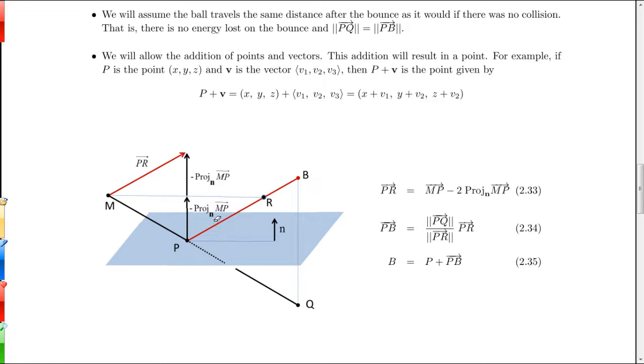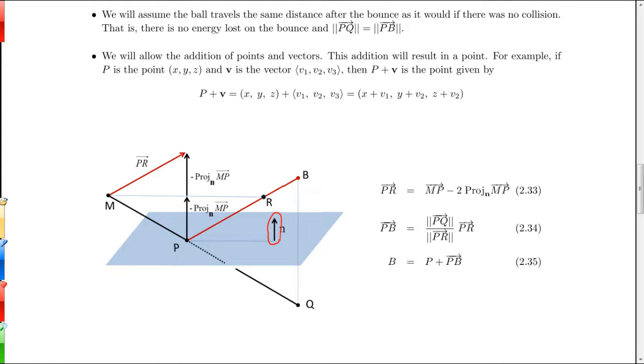It looks a little messy here, but there isn't much going on. So the first thing I'm going to do, I have my plane. I'm going from M, I hit at P, and I want to get basically PQ to bounce up that way. So the first thing I'm going to do is take a look at this normal vector, right?